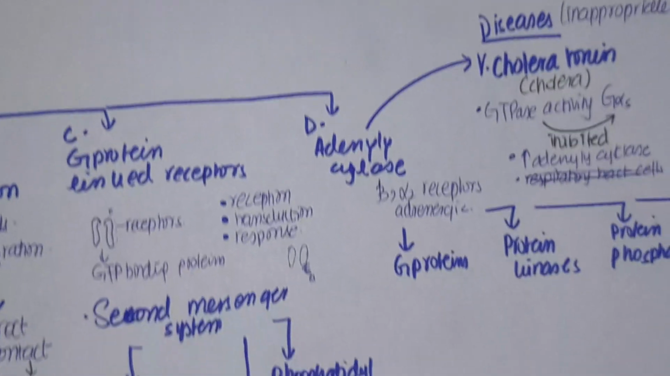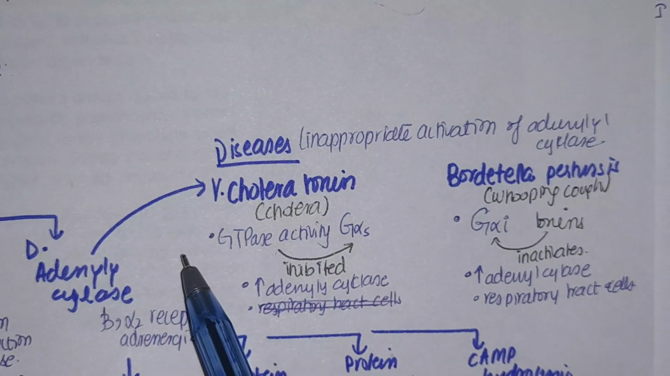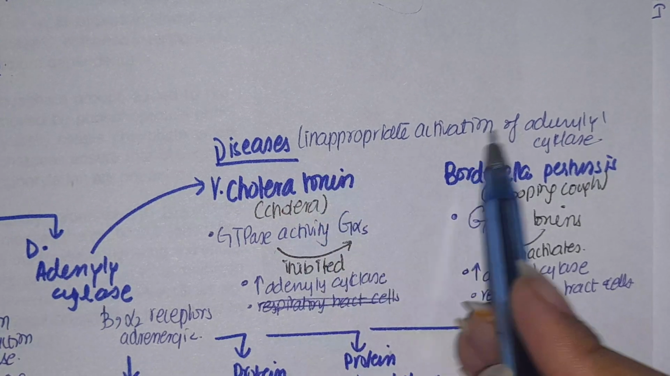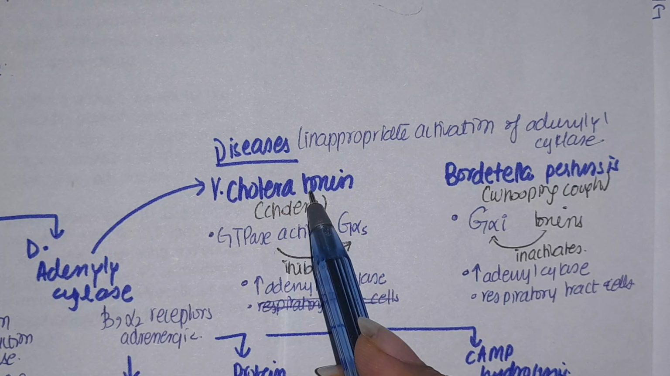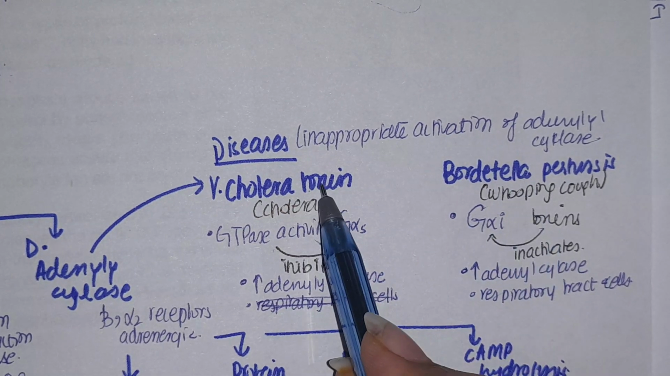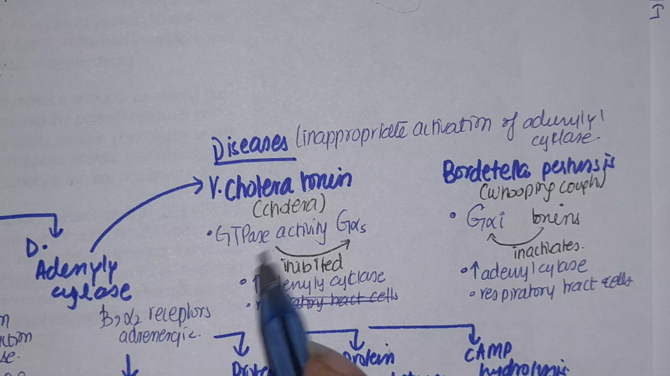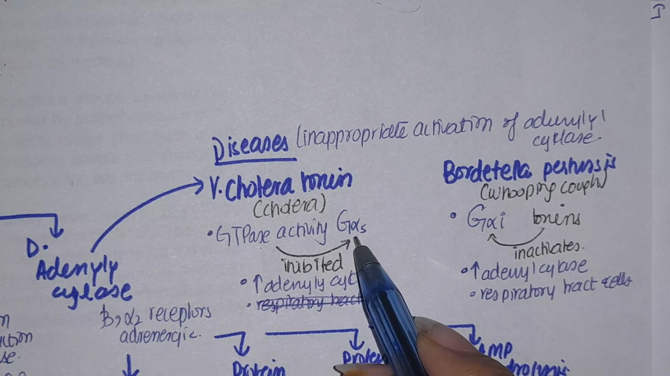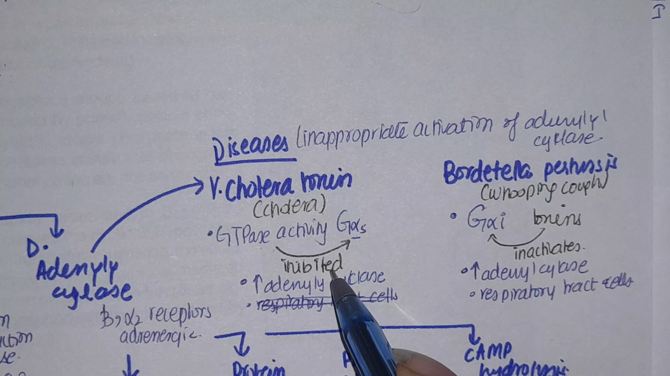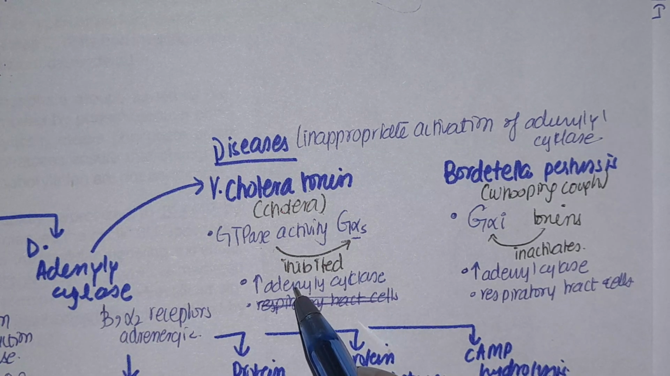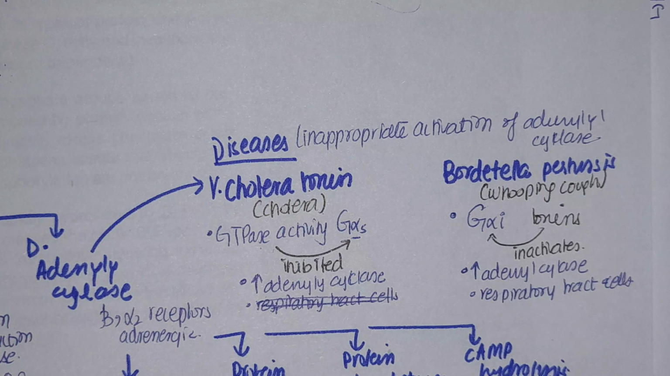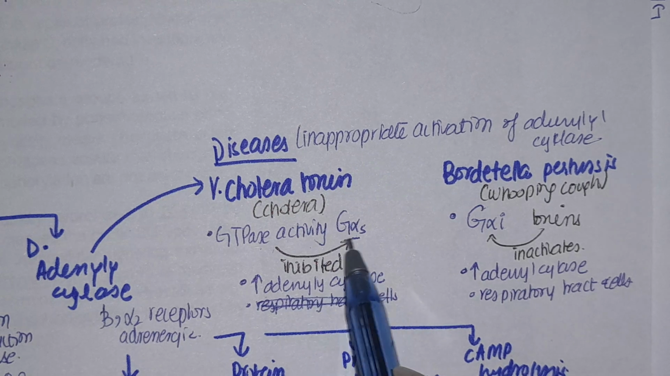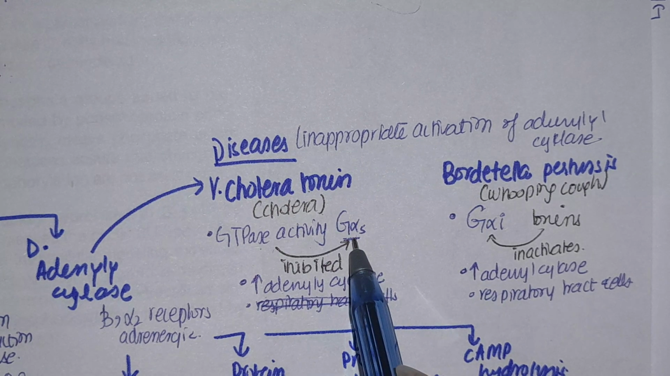Understood? Now we will talk about certain diseases related to adenylyl cyclase. Inappropriate activation of adenylyl cyclase leads to two types of diseases. One is Vibrio cholera and the other is Bordetella pertussis. In Vibrio cholera, the normal cholera, what will happen in this situation? The GTPase activity of the alpha stimulatory unit is inhibited, and adenylyl cyclase will be inappropriately activated, by the inhibition of the activity of the G alpha stimulatory system.